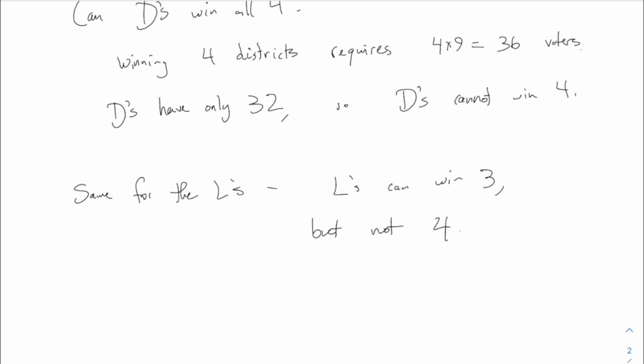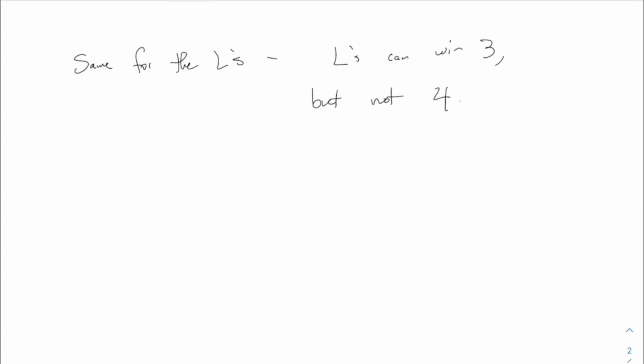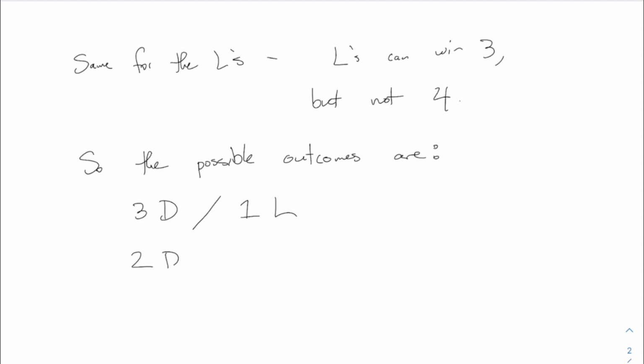A typical question that I'm going to ask you, like on the homework or on our test about these kinds of things, would be, what are all the possible outcomes? So the possible outcomes would be, the D's cannot win all 4, but the D's can win 3. So I'm going to say this is 3D and 1L, right? That's one possible outcome if the D's win 3 of them and the L's win the other one. Another possible outcome would be if they each win 2. That's certainly possible. And then another possible outcome would be 1D and 3L.